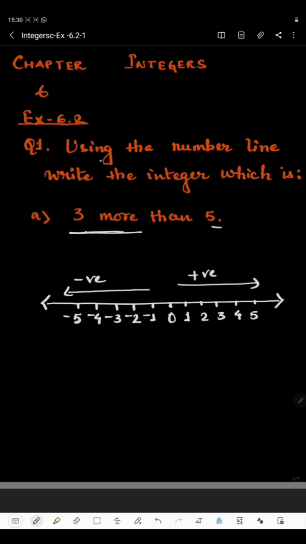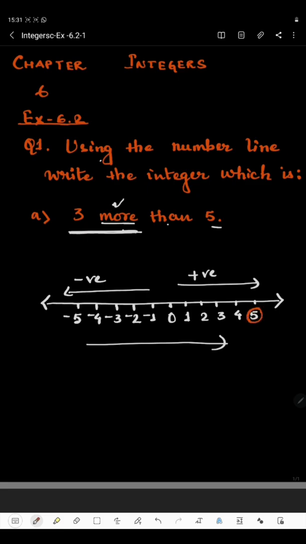Now here is given 3 more. More means we will move to the right and less means we will move to the left. As we know, when you go towards right, number is getting bigger. So if the word more is given, we will have to move to the right as number is getting bigger. And when you move towards left, number is getting smaller.